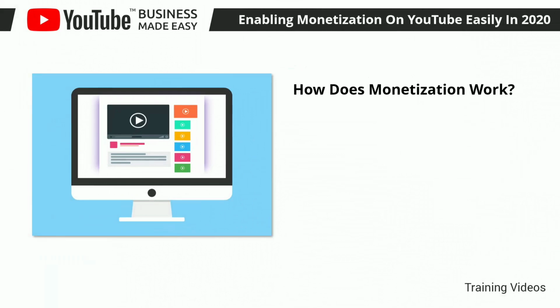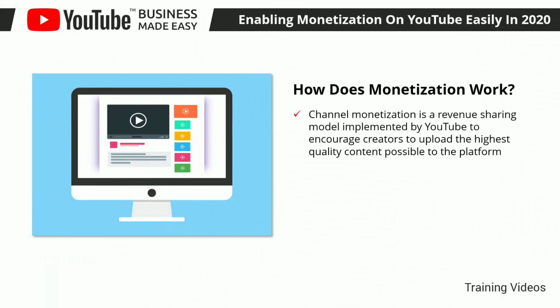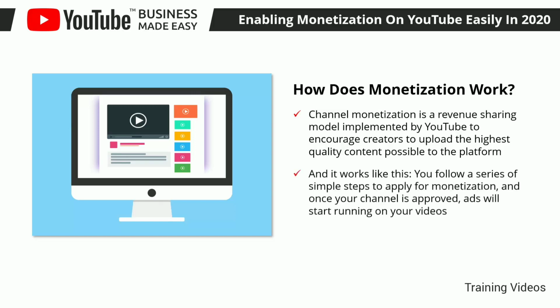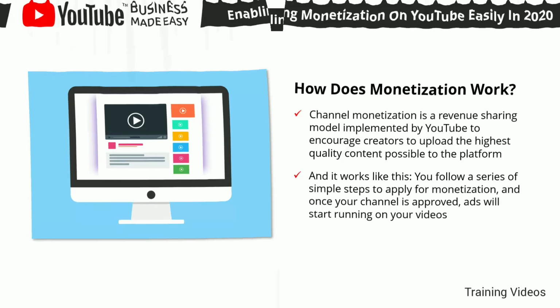How does monetization work? Channel monetization is a revenue-sharing model implemented by YouTube to encourage creators to upload the highest quality content possible to the platform. The more a creator is able to engage viewers and increase watch time, the more money they can make. And it works like this. You follow a series of simple steps to apply for monetization, and once your channel is approved, ads will start running on your videos. Each time a viewer completes watching an ad for a certain period of time, the advertiser pays YouTube for the ad, and you get a cut from that payment.